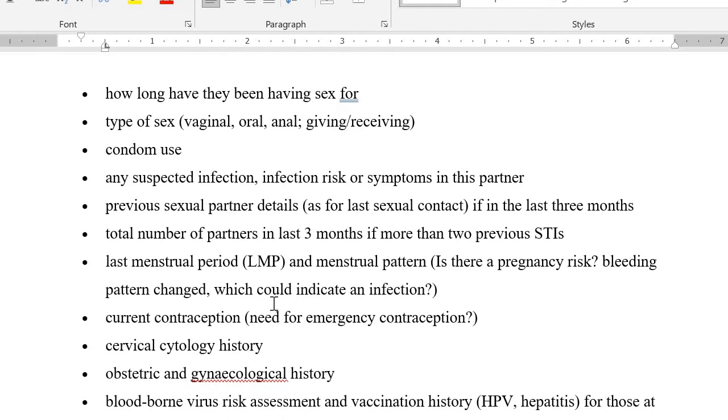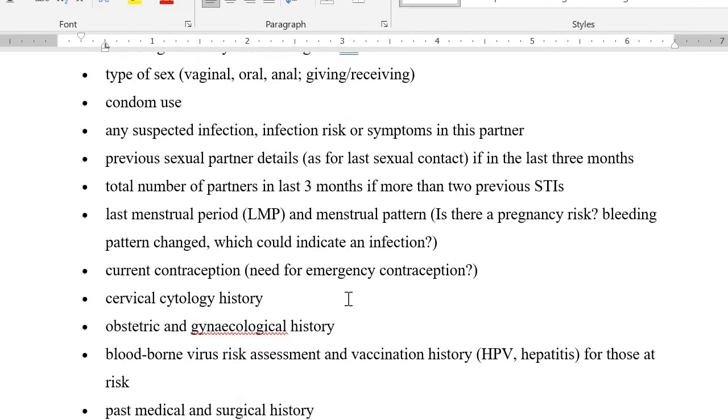LMP, menstrual pattern, has the bleeding pattern changed? Is there a possibility that she is pregnant, which could indicate an infection? Then what contraception is she taking, and does she need emergency contraception? Maybe you are dealing with a victim of sexual assault.